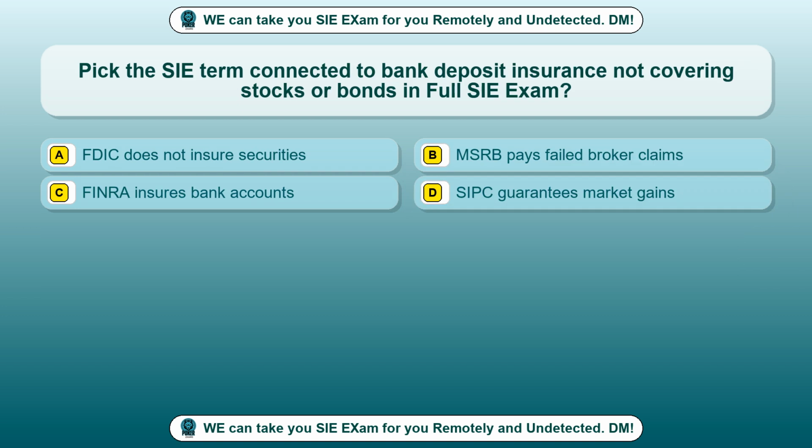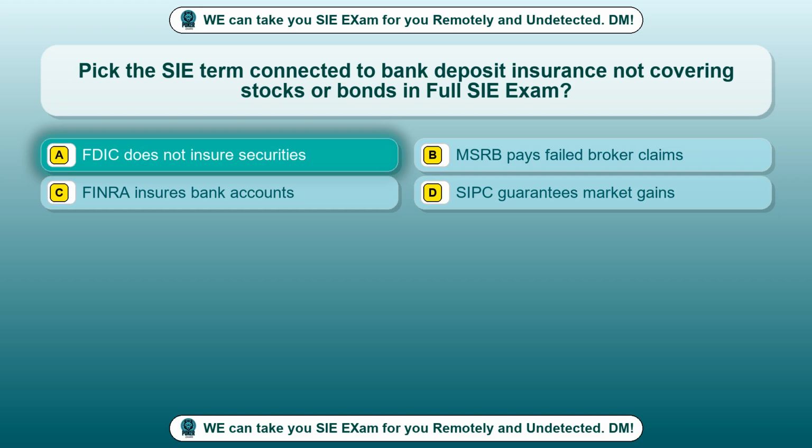Question 28. Pick the SIE term connected to bank deposit insurance not covering stocks or bonds in full SIE exam. Option A, FDIC does not insure securities. Option B, MSRB pays failed broker claims. Option C, FINRA insures bank accounts. Option D, SIPC guarantees market gains. The correct answer is option A.